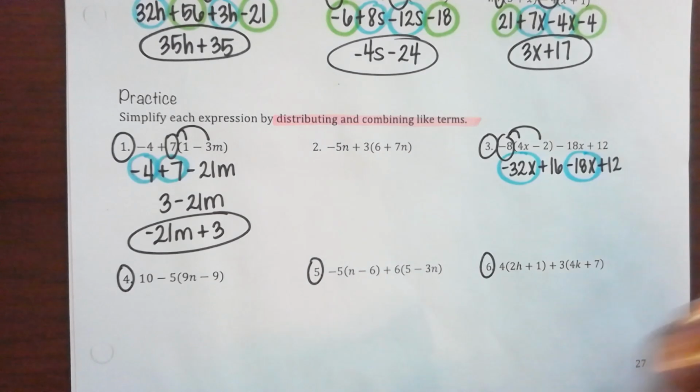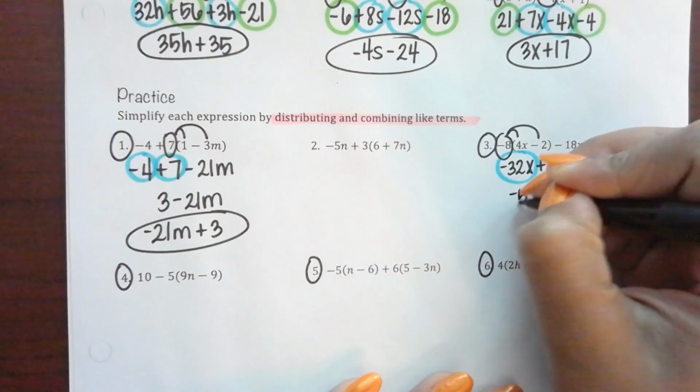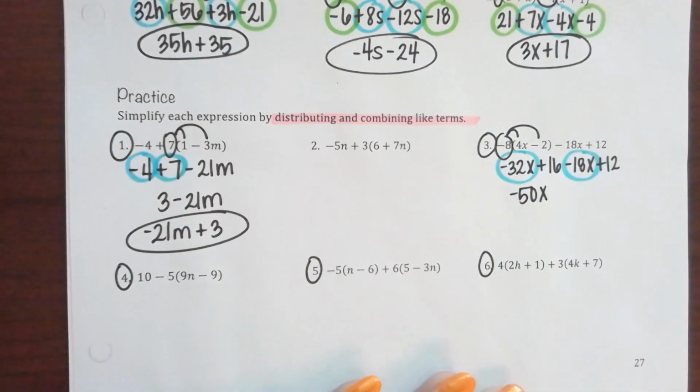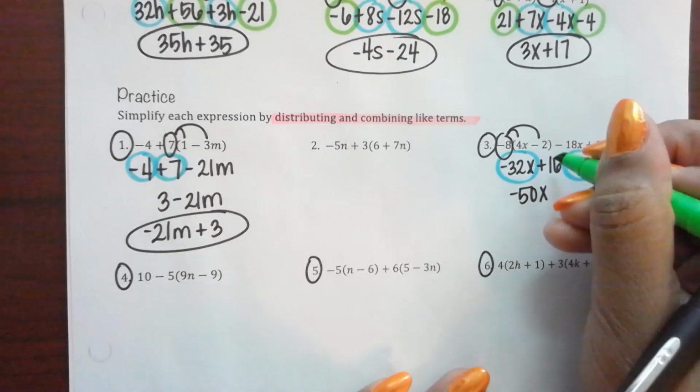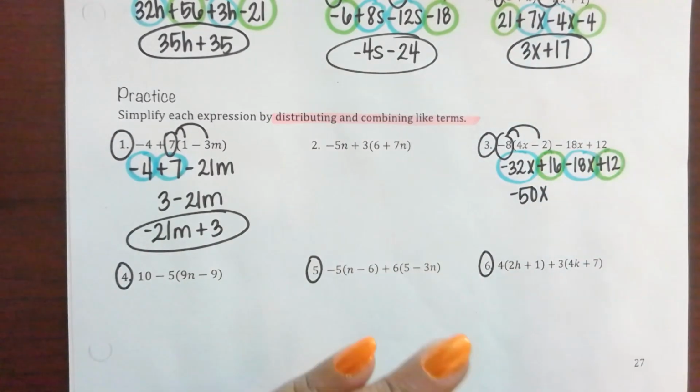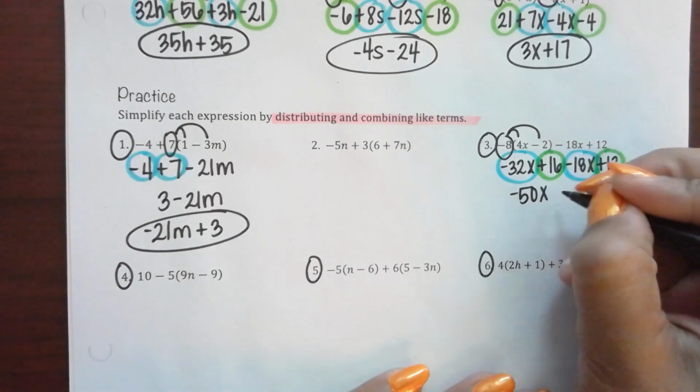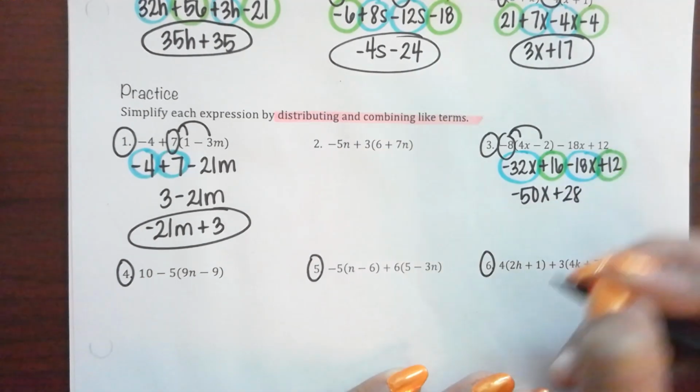Negative 32 minus 18, please type this in. Negative 32 minus 18. I saw a lot of people stop on this step after distribution, when all you had to do was combine like terms. Negative 50. What'd you get? Negative 50x. Then, 16 plus 12. Negative 28. Do y'all agree? So plus 28. Is this in standard form?